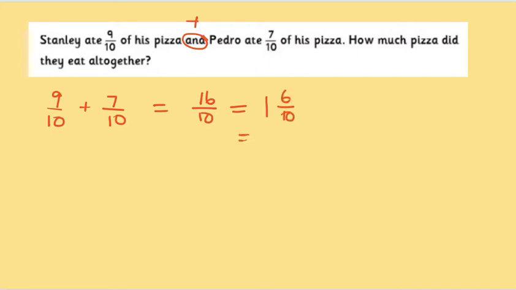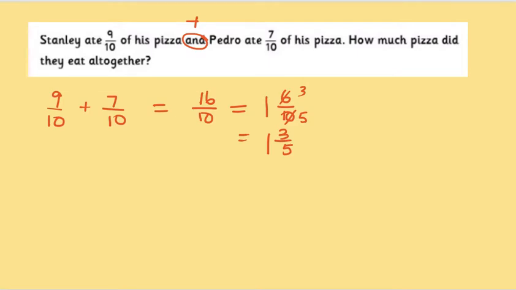But we do know that I've got 6 over 10, and I can simplify 6 over 10. So that becomes 1 and, well, 2 goes into 6 3 times, and 2 goes into 10 5 times. So I'm going to have 1 and 3/5 pizza.